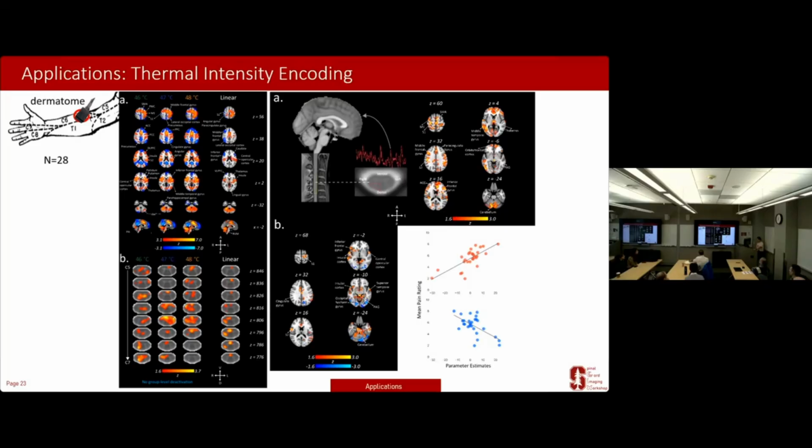The bottom figure shows correlation between individual average pain ratings and individual functional connectivity strength. Parameter estimates of these regions are shown, and the average pain rating from each participant is shown in these scatter plots. So there's a nice linear relationship between activation and deactivation and pain ratings. This work was done by Dario and Merv.